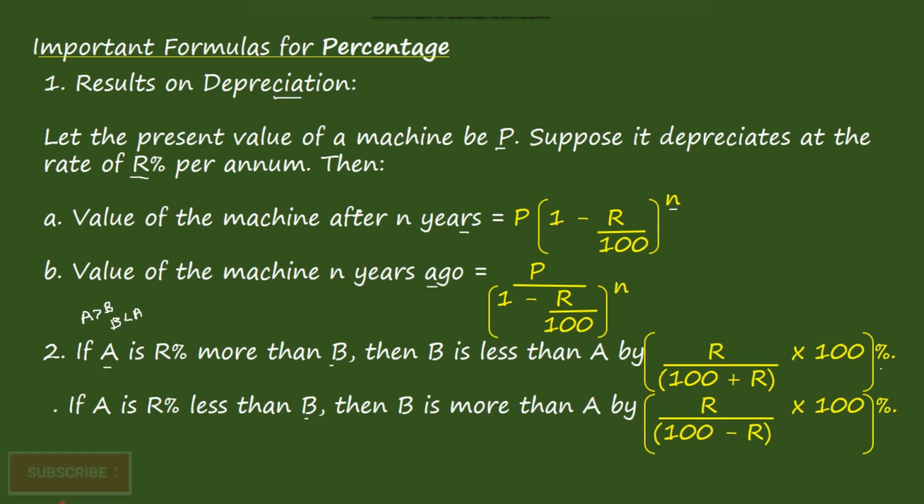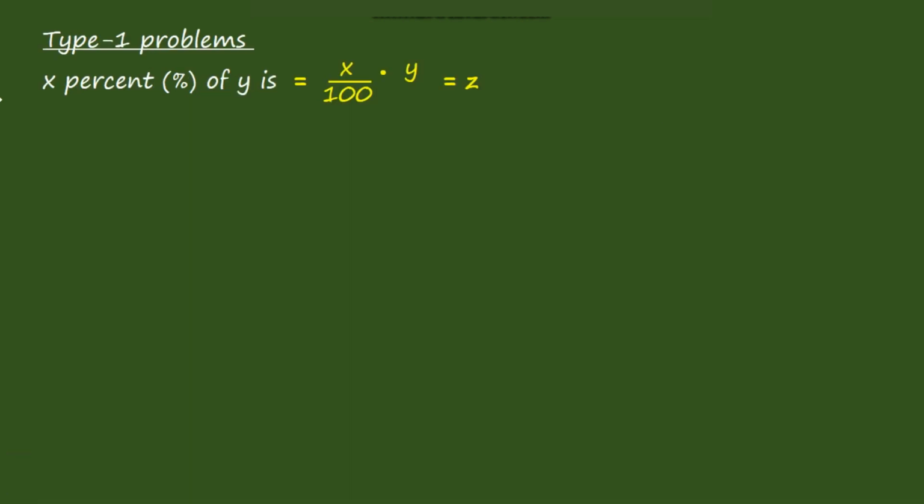Now we'll be solving the problems based on type of questions. I'll be mentioning type 1 or type 2 or type 3 and solving the problems. Let's start now. Coming to type 1 problem: x percentage of y is nothing but x by 100 into y, which is some value that we consider as z. Coming to the first problem.